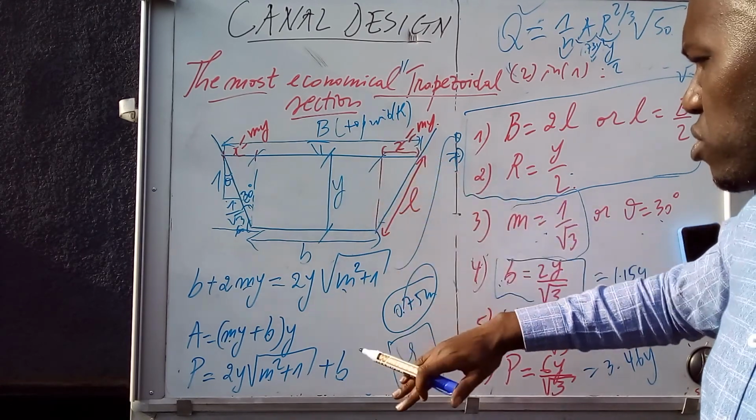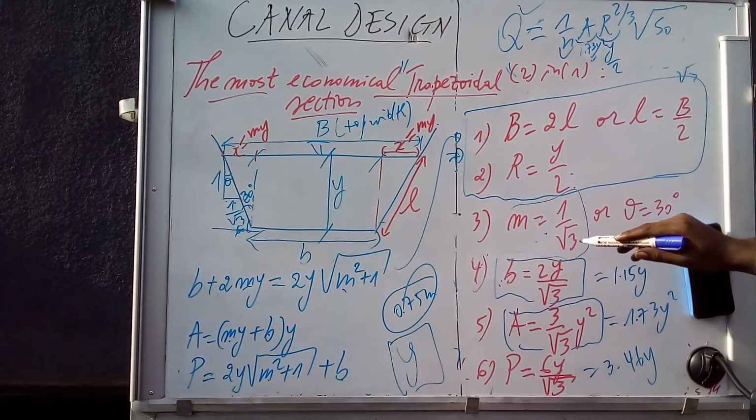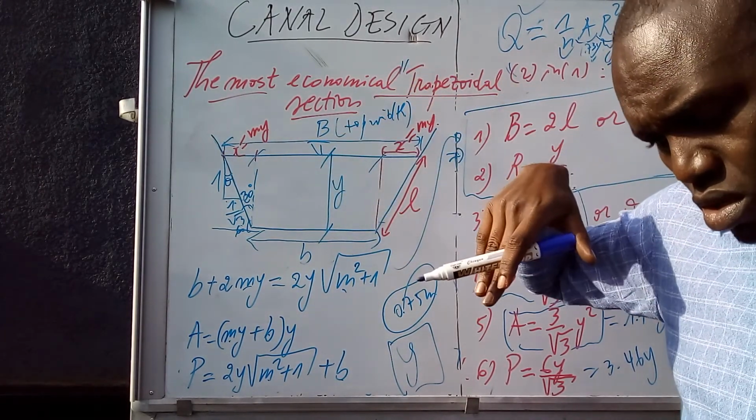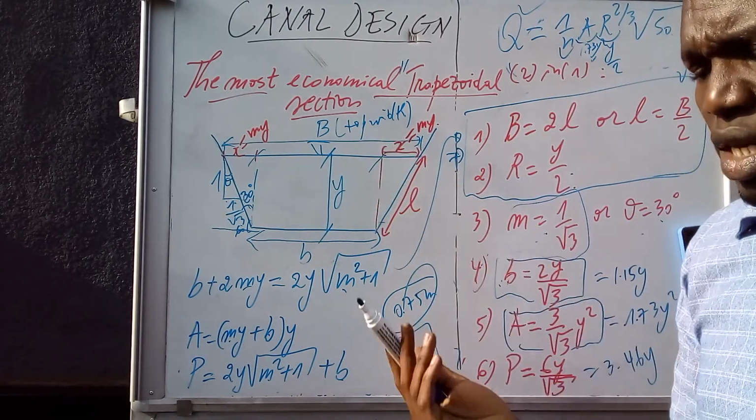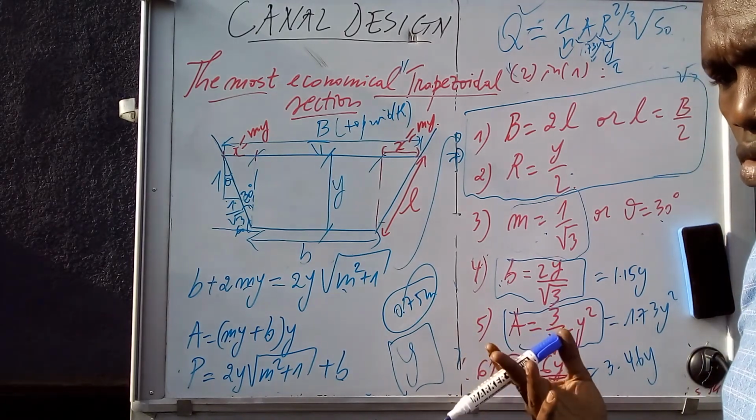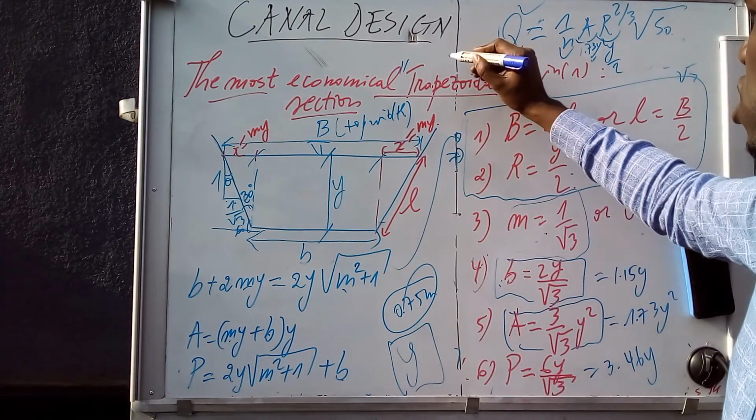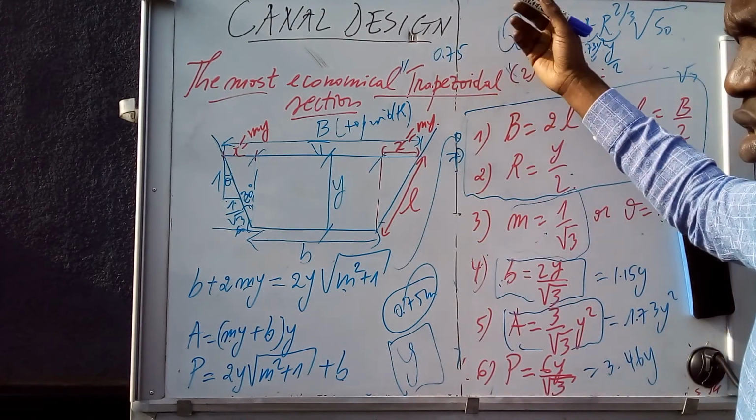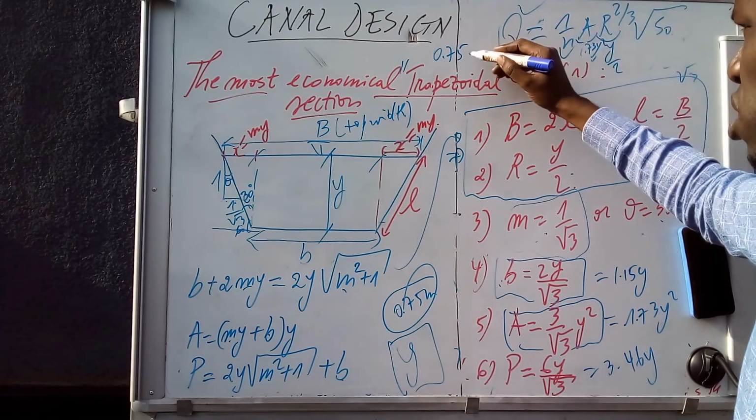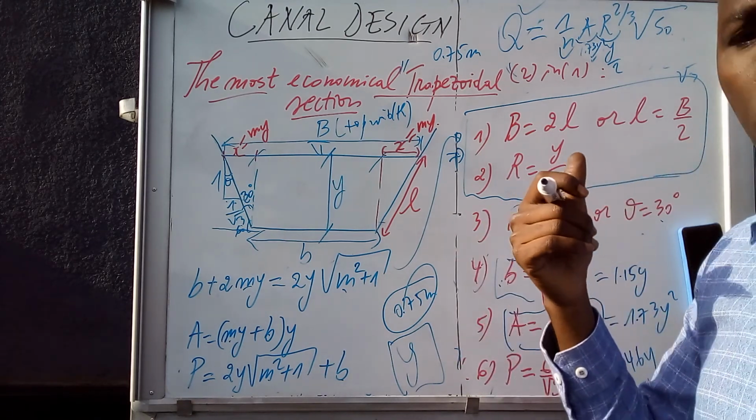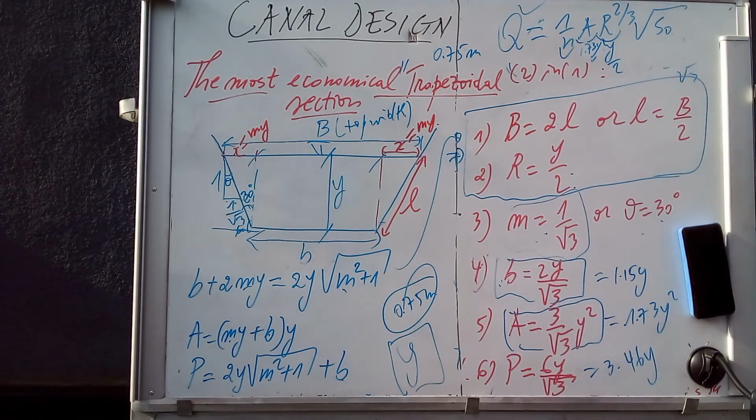And once you have your bottom width, you can easily draw your channel, the most economical trapezoidal channel. And then you can also get your B, the top width. And for the freeboard, they are recommended by different institutions, but most known is the United States Bureau of Reclamation, which recommends different freeboards, like 0.75 for discharge ranging from 1 something like that cubic meter, and so on. There are different recommended freeboards. For more detail, you can watch the other video on the full description of the most economical channels.